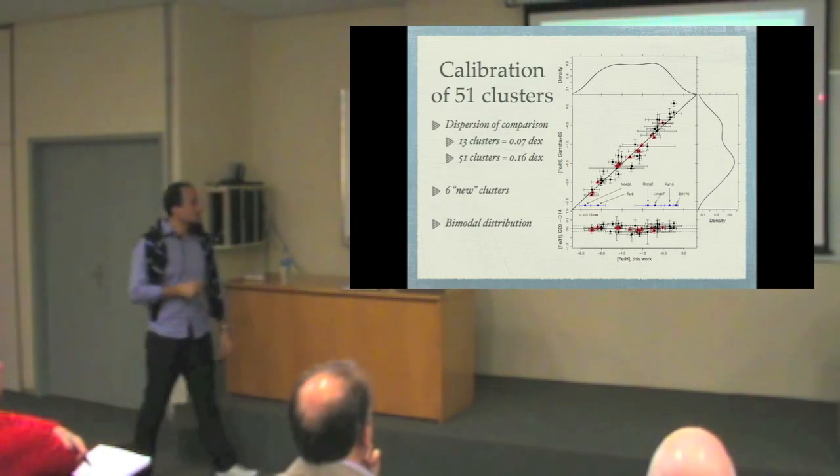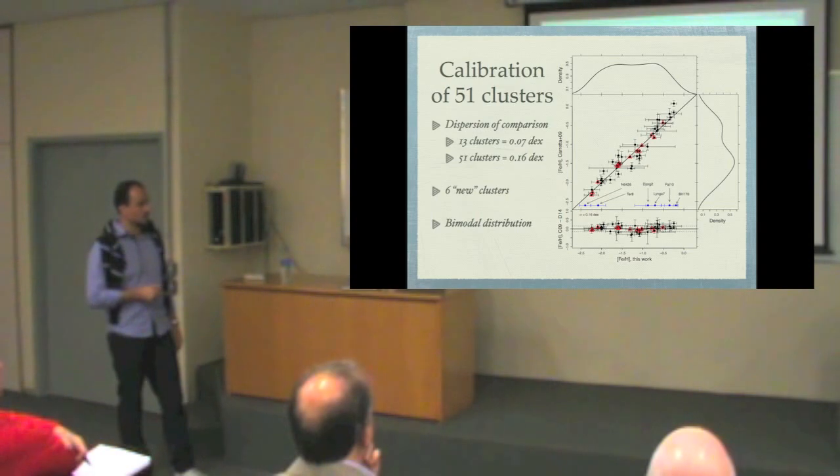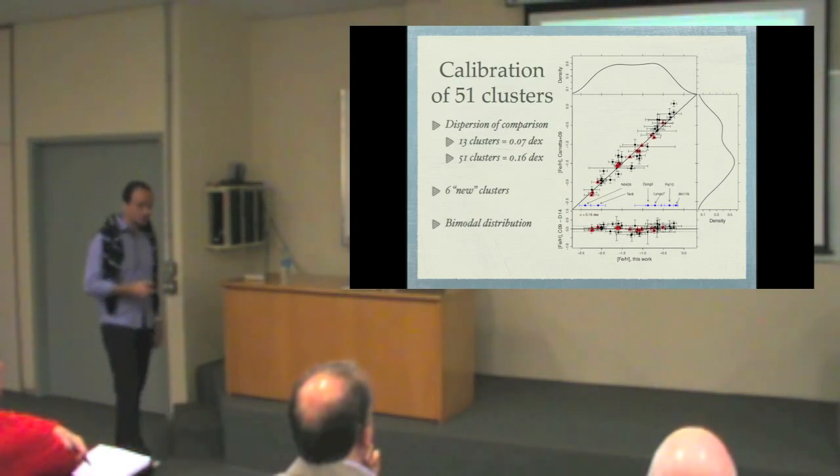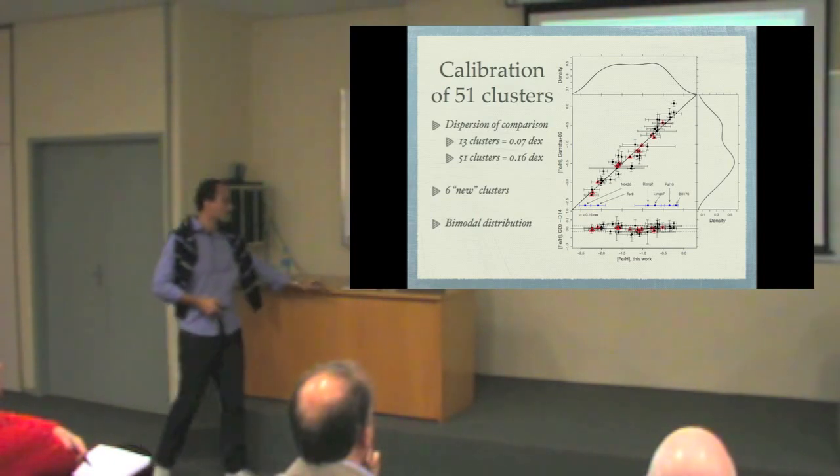Another point here is the bimodal metallicity distribution that is covered by our results. This is a common characteristic of galaxies.